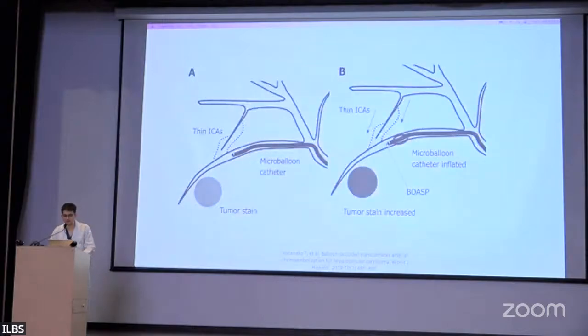So in balloon TACE, we insert a microballoon catheter and then we inflate it. After inflation, we inject the drug. Because of this, there is less reflux also, and we are able to deposit a higher amount of drug within the tumor as compared to conventional TACE, where there is no such balloon.